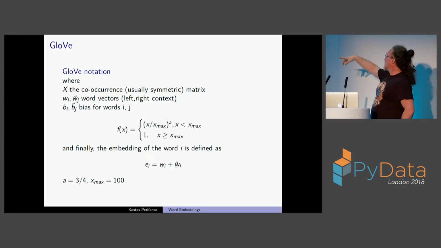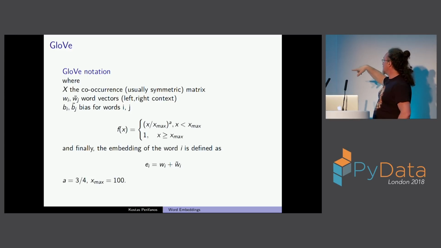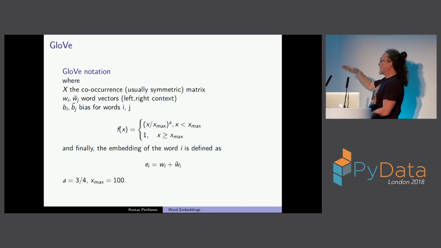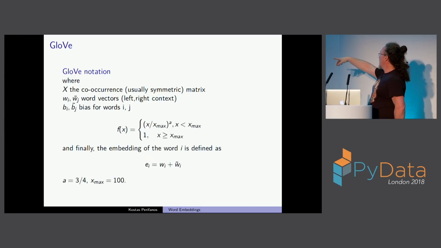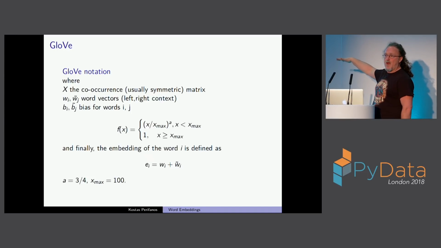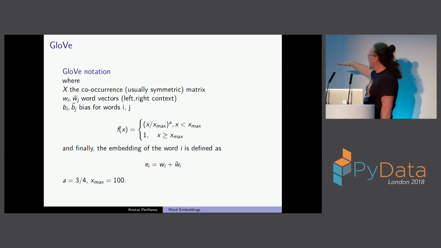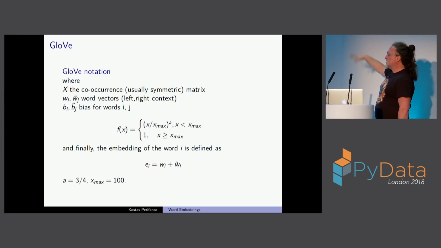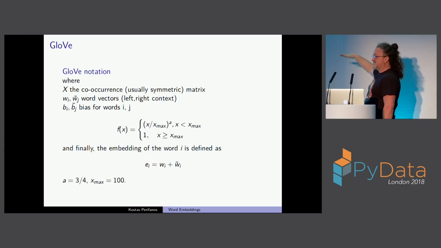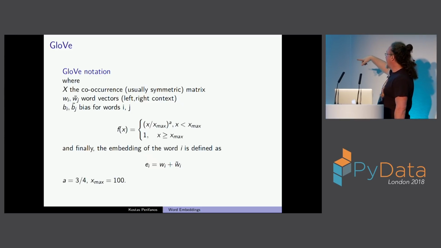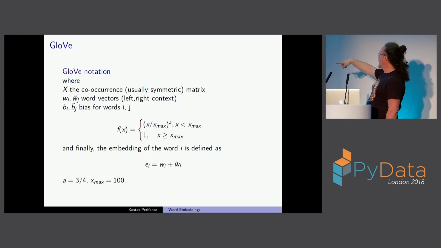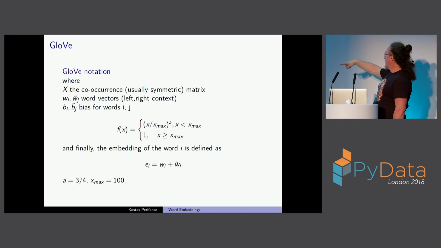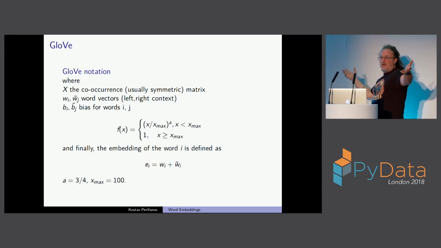So Pennington et al. are also including the bias terms in the objective function. And there is down-weighting of frequent words with the function f, which is essentially suppressing stop words that appear too often in the training set. We're optimizing this function again with AdaGrad, asynchronous stochastic gradient descent, and eventually we're getting back the embeddings as the sum of the two word vectors, I and J, like the left context and the right context.